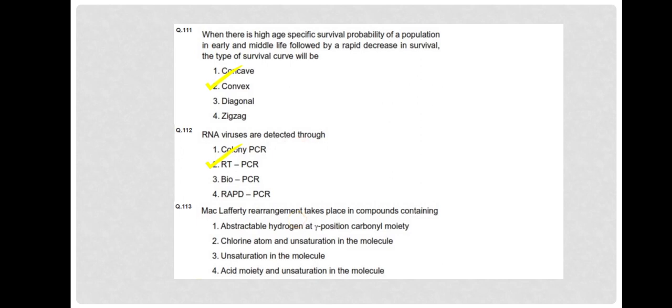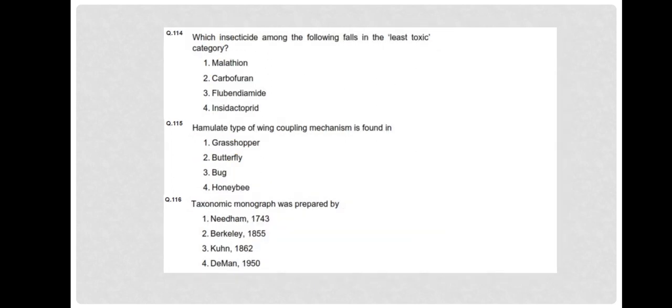Next, question number 113. McLafferty rearrangement takes place in compounds containing, answer is abstractable hydrogen at gamma position to the carbonyl moiety. Next, question number 114. Which insecticide among the following falls in the least toxic category? So the answer is flubendiamide.